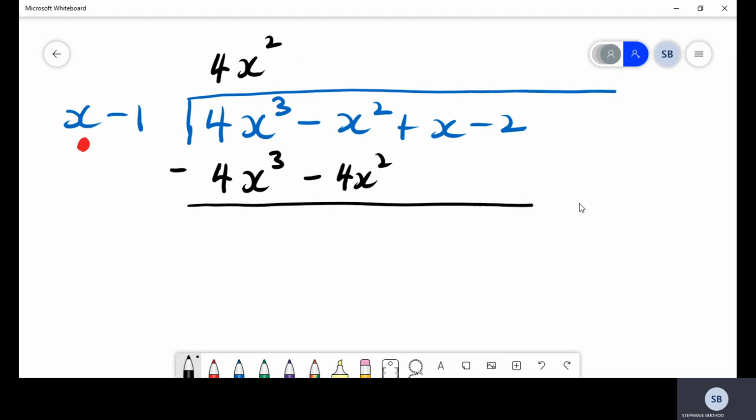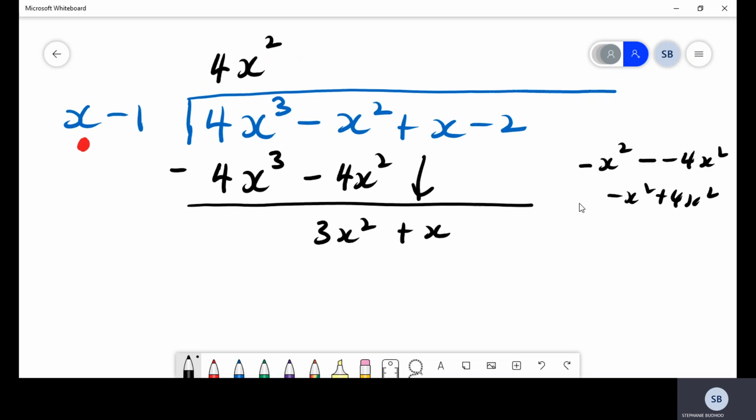Now we'll perform our subtraction. Of course, the first two terms will cancel. Then we have negative x subtract negative 4x squared. I will write it to the side so you can see it clearly. We have negative x squared subtract negative 4x squared. So that's negative x squared plus 4x squared, that's 3x squared. Then we will bring down our plus x. Now we are going to divide that x into our 3x squared, and that gives us plus 3x.